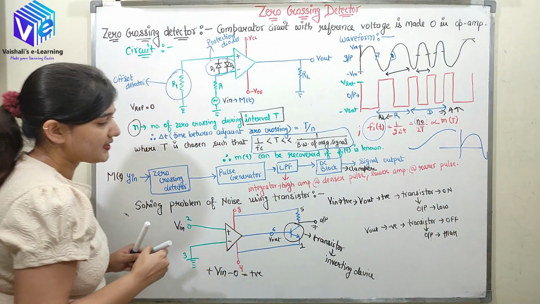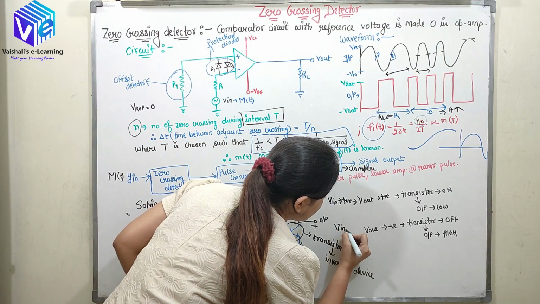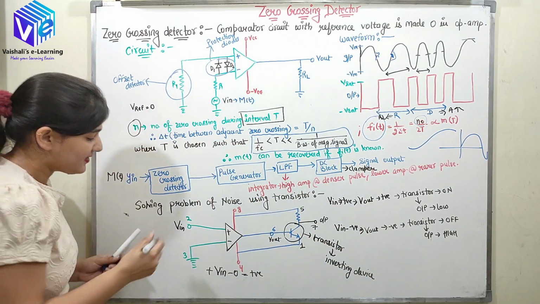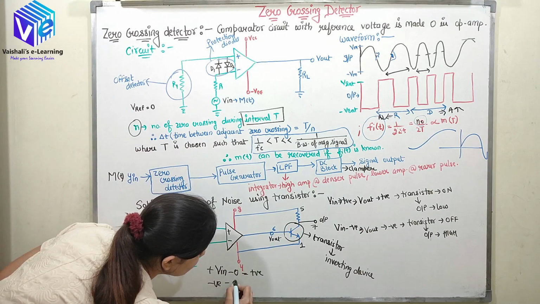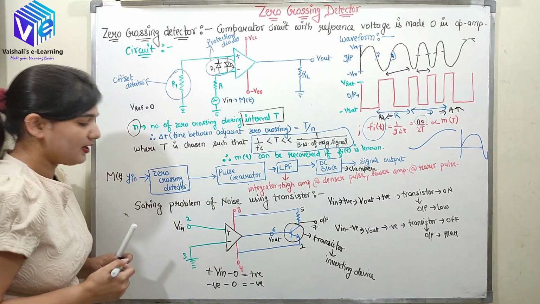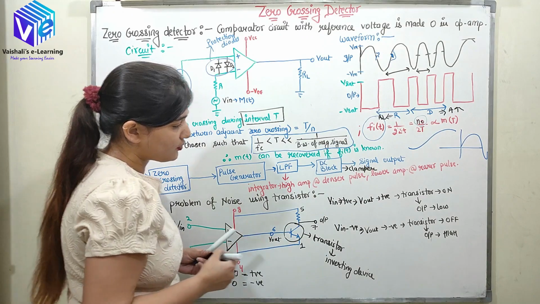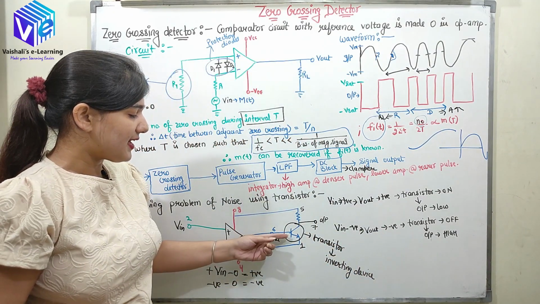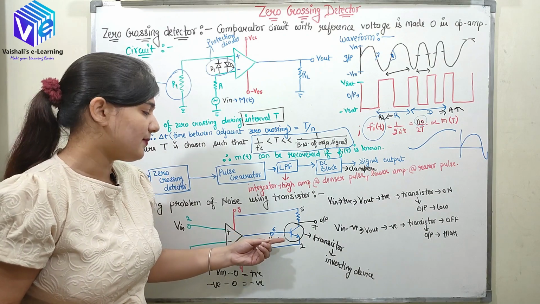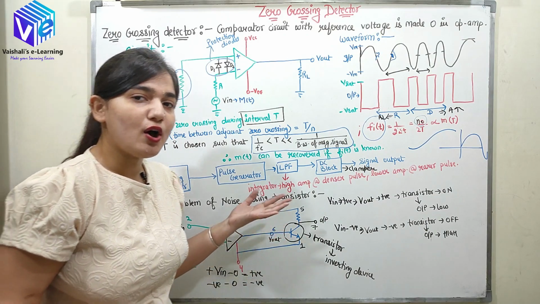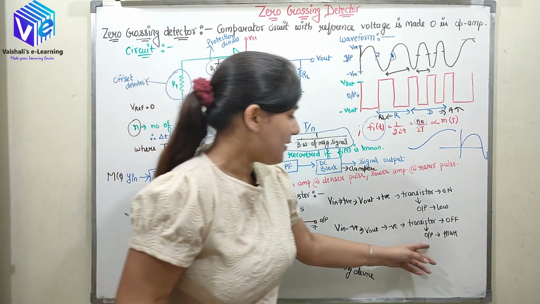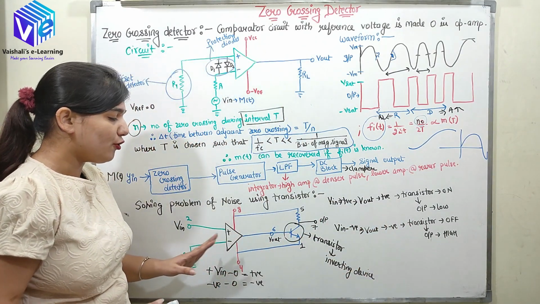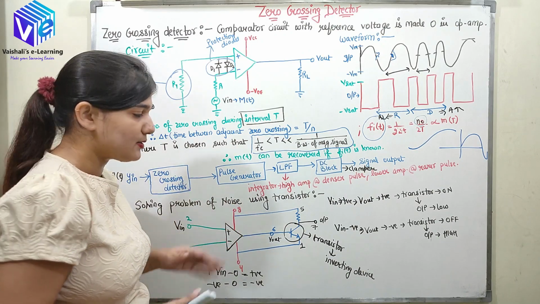So now let's consider my V in is negative. Whenever V in is negative, negative minus 0 is negative. So the output is negative. Here I have written it, the V out is negative. Whenever V out is negative, a negative voltage is supplied to the base. So the transistor will be in the off state, and I'll be getting the output which is high. So now I hope you understood how this circuit is working.